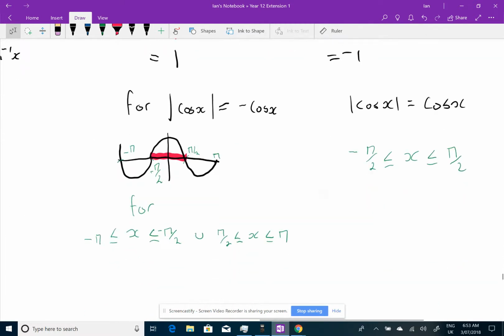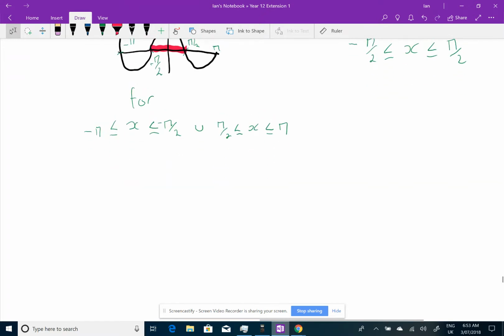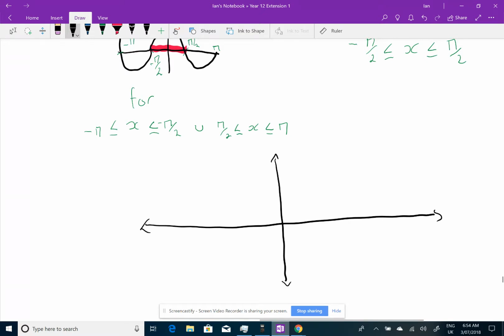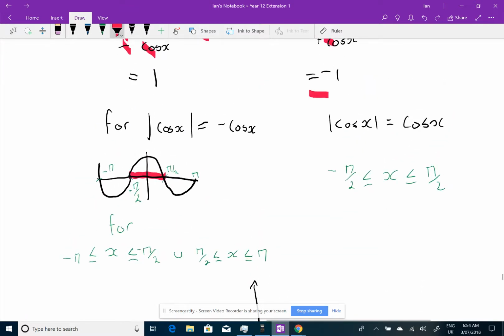Now, if the gradient is 1 or minus 1, that means that the function must be a straight line. So let's draw the function. Let's look at the function. Okay. From negative pi on 2 to pi on 2, we've got a gradient of negative 1. There it is. Gradient of negative 1.